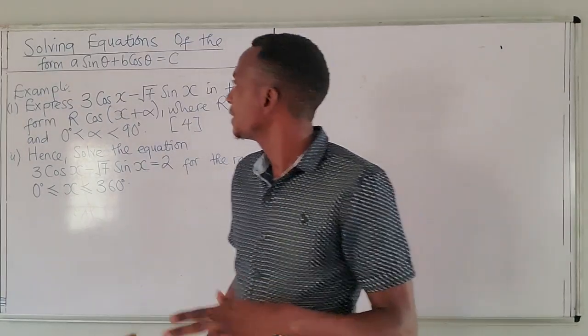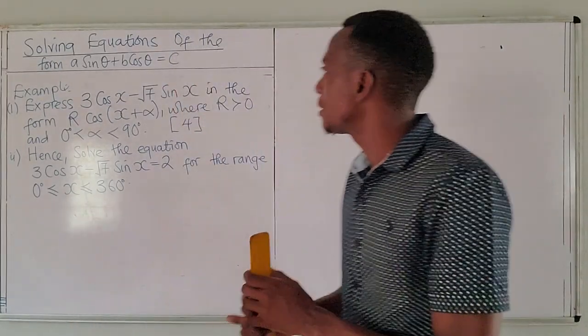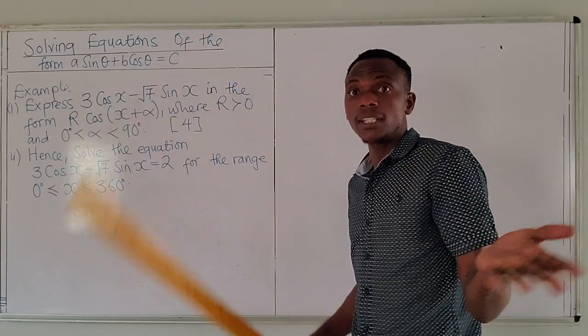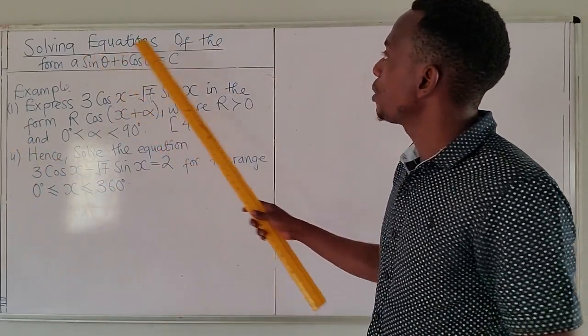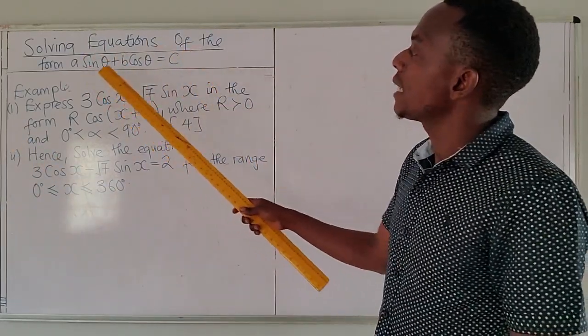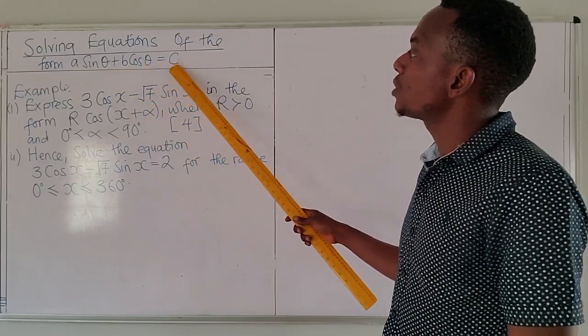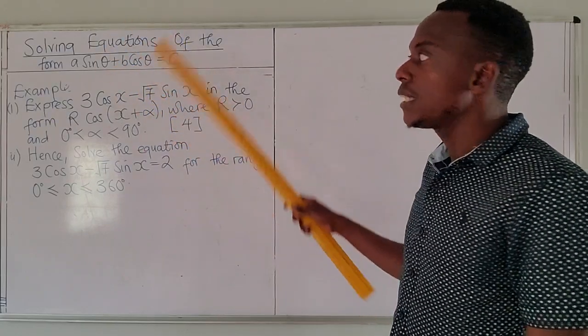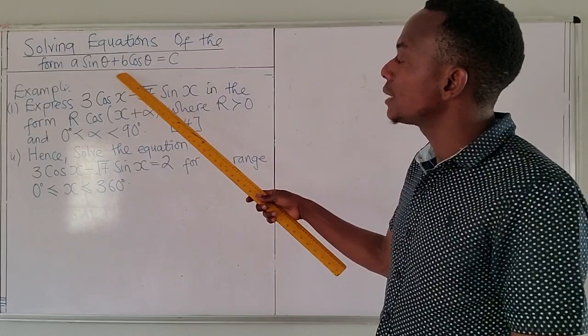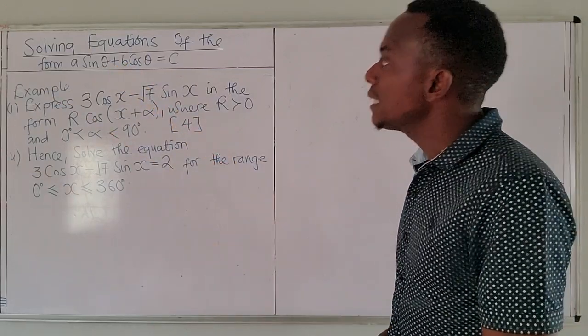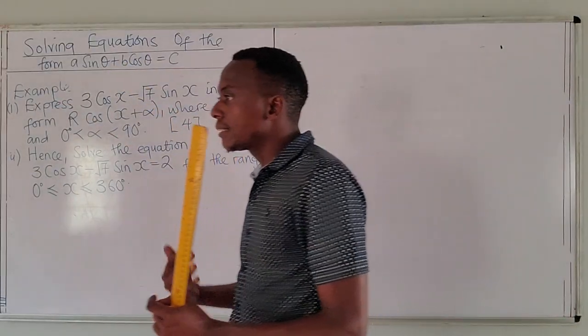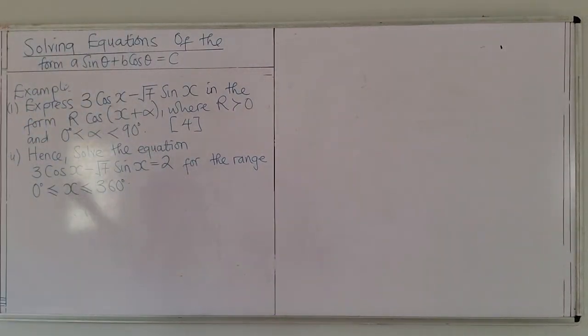Without wasting much of our time, in this video we are going to look at solving equations of the form a sine theta plus b cos theta is equal to c. When you look at this title, it symbolizes that we are going to look at a subtopic of trigonometric equations.